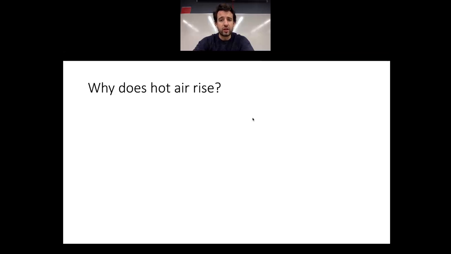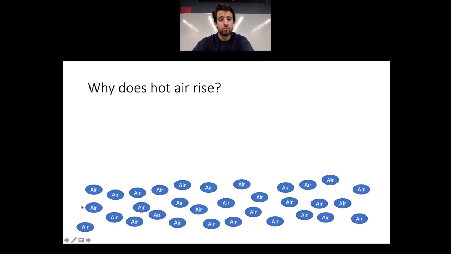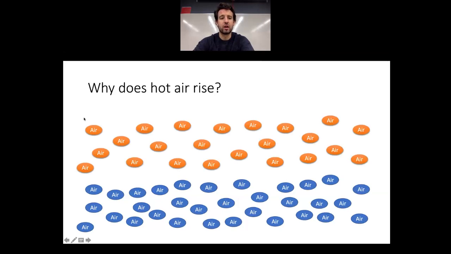Okay, here's what I got for you. This right here in blue is cold air. Notice that it's at the bottom. Here we have some warm air in orange, and notice how it's higher up. What do you notice about these two things here?